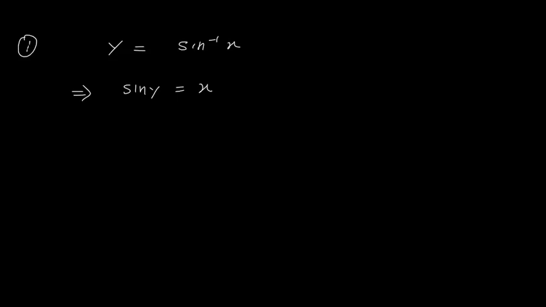Okay, so the result of a function is used as the variable for the inverse function. So sine y is equal to x. Now this is a composite function, and I can differentiate it with respect to x. Here the derivative of sine y is cos y into dy divided by dx, and the derivative of x is 1. So therefore it gives me dy upon dx is equal to 1 upon cos y.